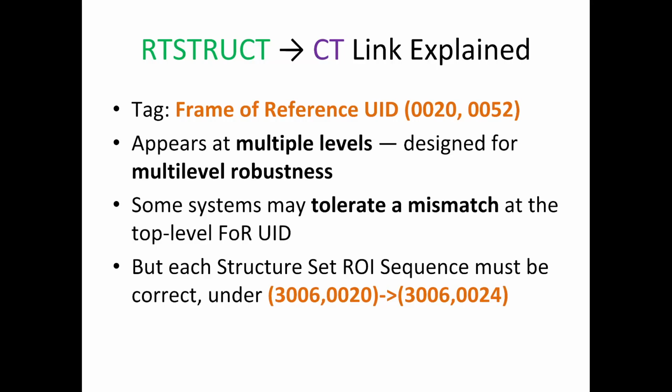Let's zoom in on how RTStruct connects back to CT. The frame of reference UID appears at multiple levels inside the RTStruct to ensure robustness. While some systems tolerate a mismatch at the top level, the UID inside each individual ROI under tag 3006,0020 and then 3006,0024 must match the CT for proper alignment.